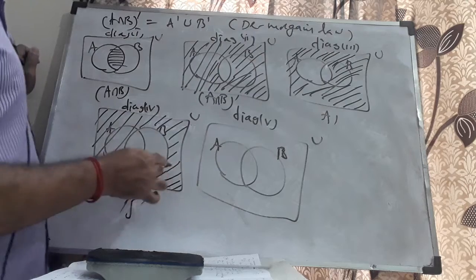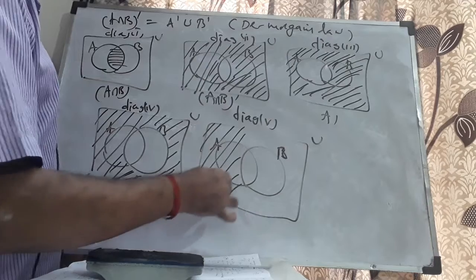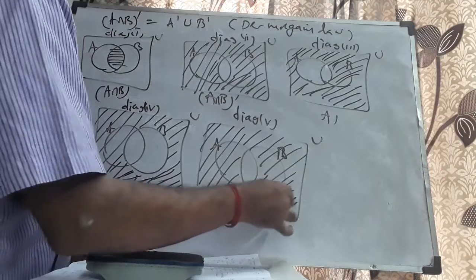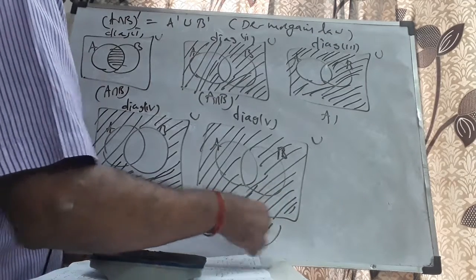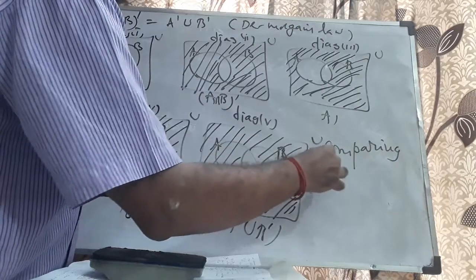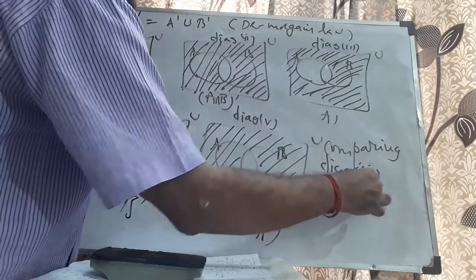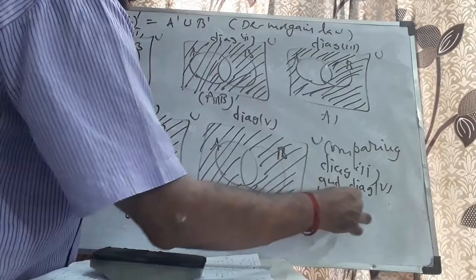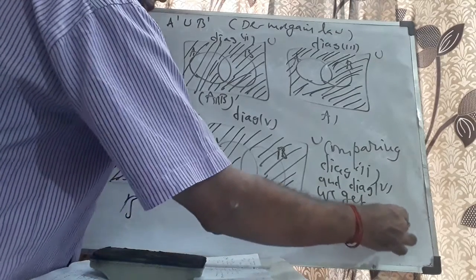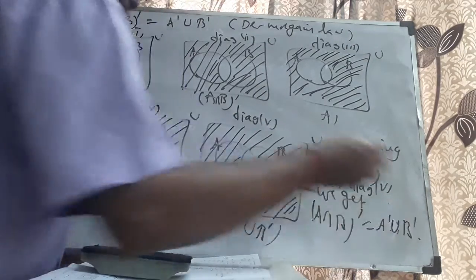While you think about union, if it is there in one of them, it will be there in the union. Therefore, other than the common portion, everything will be shaded. That is the real meaning of union. Therefore, comparing diagram 2 and diagram 5, you have the common shading. Therefore, I come across A intersection B whole dash is equal to A dash union B dash.